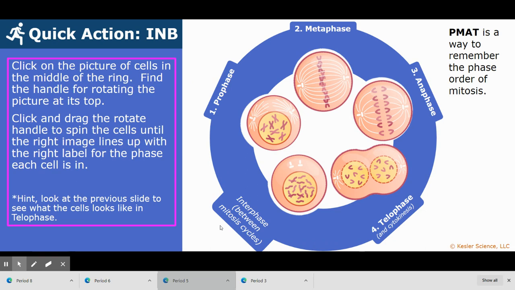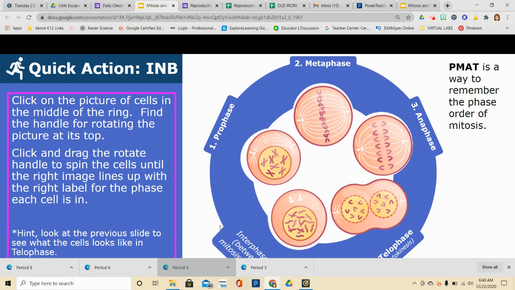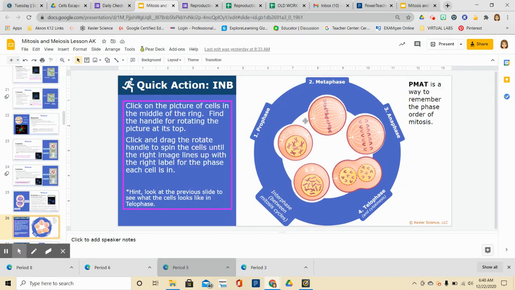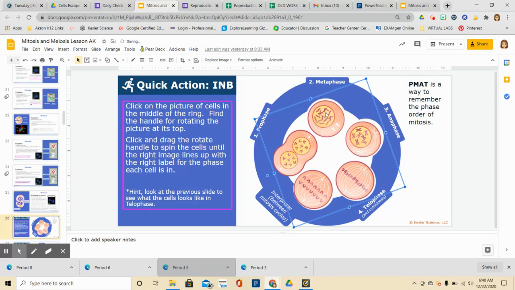Okay, so on this picture, let me go out of present mode. You are going to click on this handle, and you're going to be spinning it so that you're matching up the picture with the phase, what's going on in the phase. So I'll let you pause the video and see if you can match up the picture with the phase.